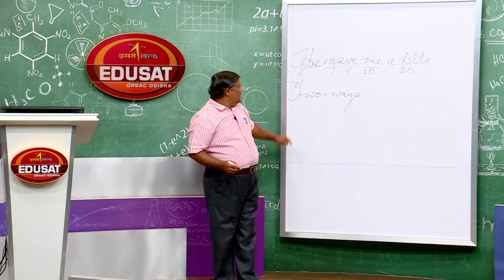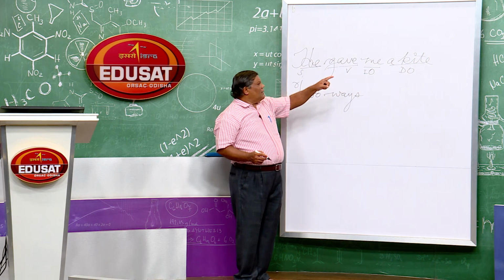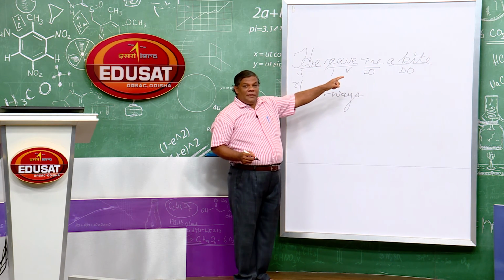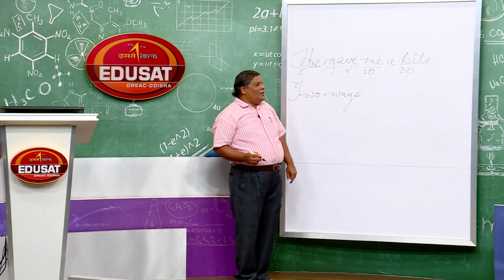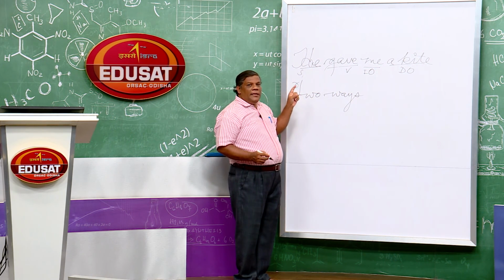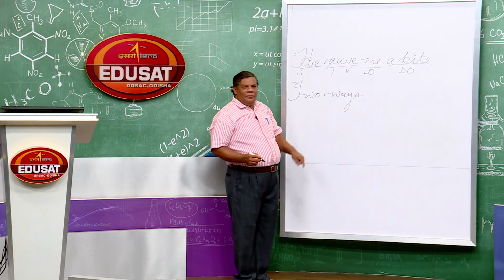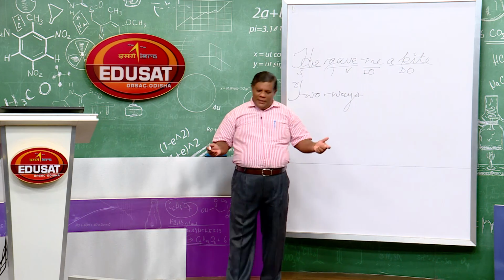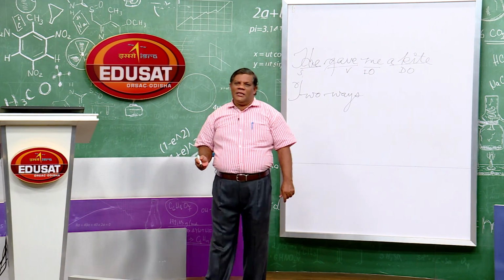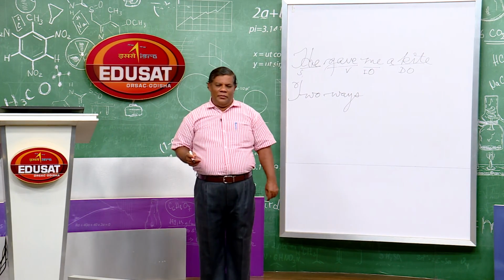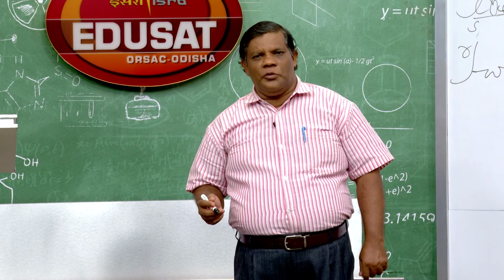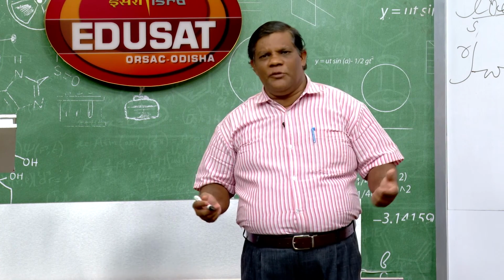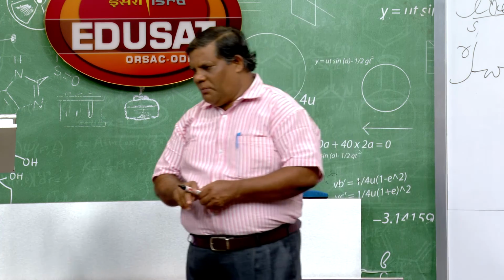The next form is, he gave me a kite. Let us take the DO first, the direct object first. So, a kite was given to me by him. We can make the passive of this sentence in two ways. We can choose the direct object first, or we can choose the indirect object first. Any object we can choose and that is not a problem.